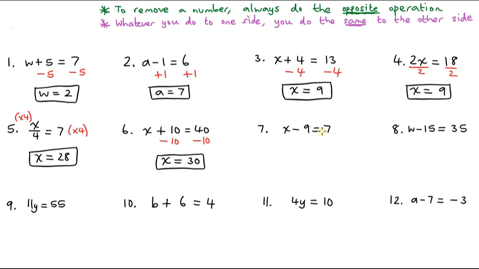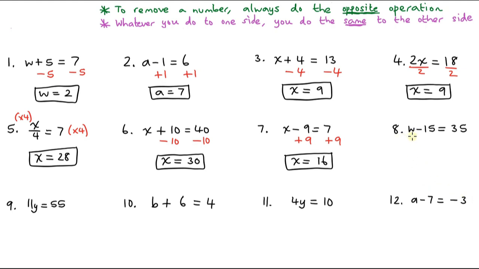x minus 9 is equal to 7. So to get rid of this minus 9, we need to add 9. So if we add 9 to both sides, we're left with x on the left, and then 7 plus 9 is equal to 16. So x equals 16.